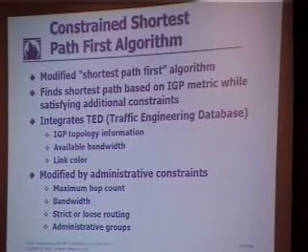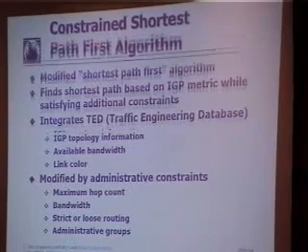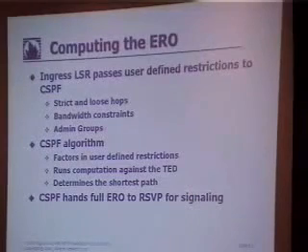And here's some of the extra constraints with this extended SPF at the bottom of the slide. Hop count, bandwidth, strict or loose routing we already talked about, and these administrative routes, which basically refer to the colors. So this is how you compute the ERO.